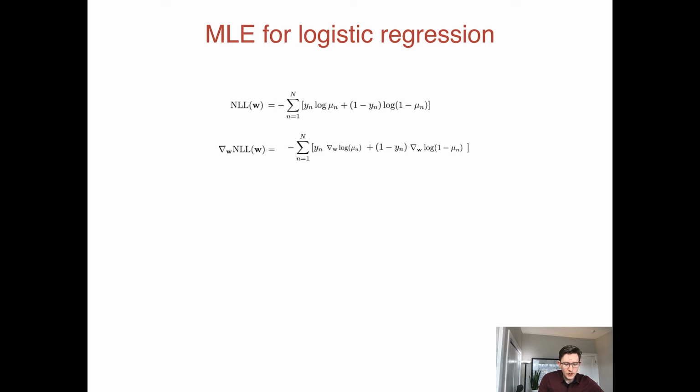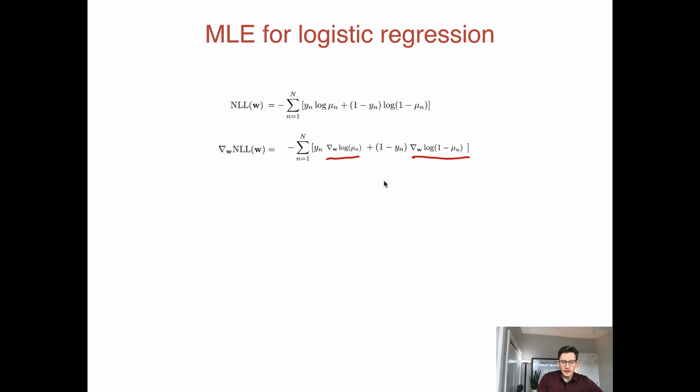So here we've written this out. Notice that I've just pushed the derivative in through the sum, and note that the y n is constant for our data. It's constant in w, so we need to find the derivative of each of these terms respectively: the derivative of log mu of n and the derivative of log 1 minus mu of n.